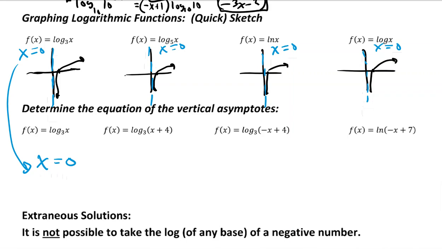Now, I don't want to regraph this, but this plus 4, we're supposed to know that that shifts our graph left 4. So if the asymptote was at x equals 0, and I shift my whole graph left 4, it should now be at x equals negative 4. Everything moves left 4, then so does the vertical asymptote.